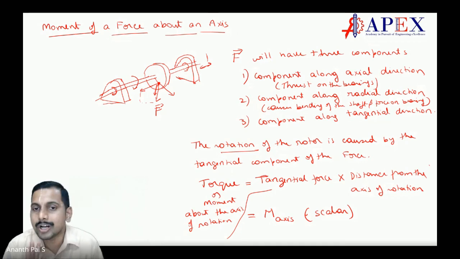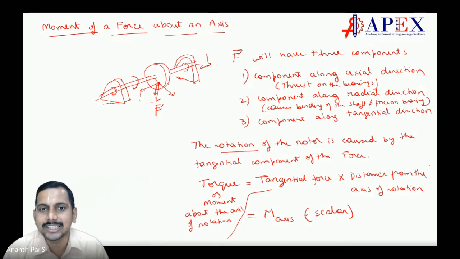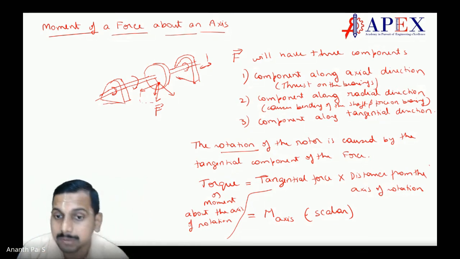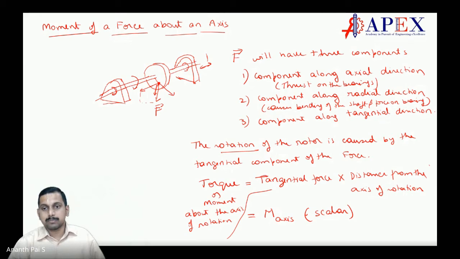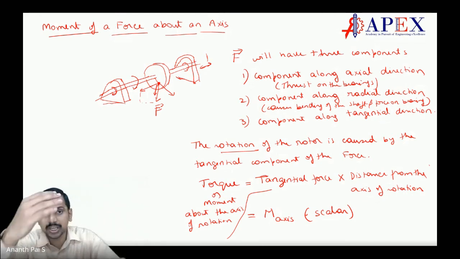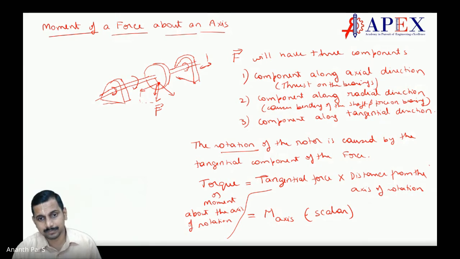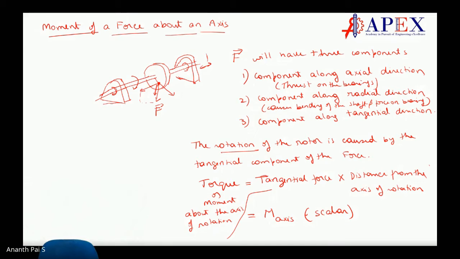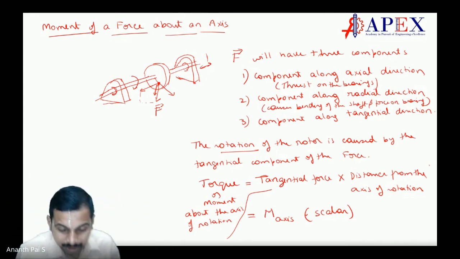So now what causes torque is only the tangential component. The same understanding we have to have in turbo machines. In a turbo machine, the Pelton wheel, why does it rotate? Because the jet acts tangentially, causing the rotation of the Pelton wheel. Make sense? Correct, students? It causes rotation along that.